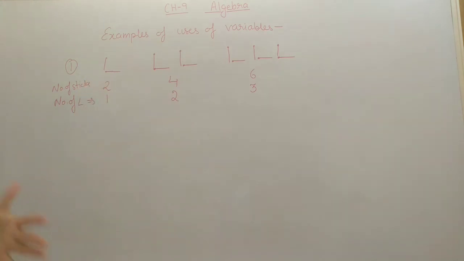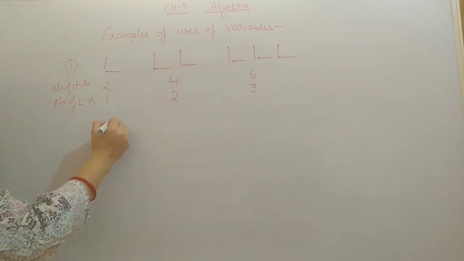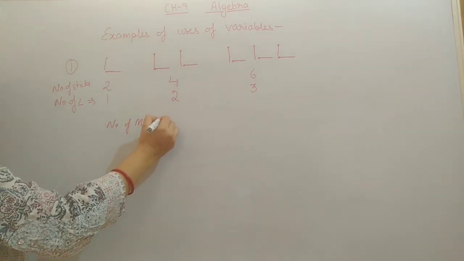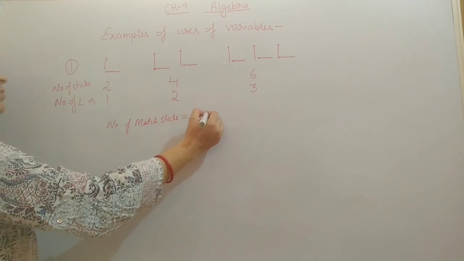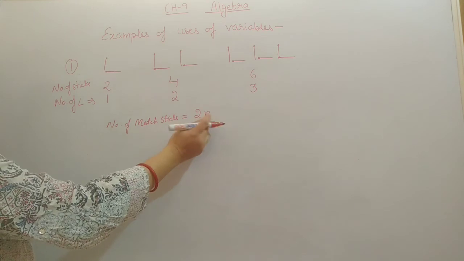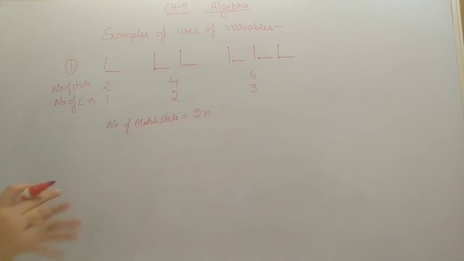Suppose if you want to make NL, so many L's, then the number of matchsticks will be 2 into N. N is the number of L here. Suppose if you want to make 10L, how many matchsticks do you want? 2 into 10, 20 we need. So like this we can create any formula with the help of variables.